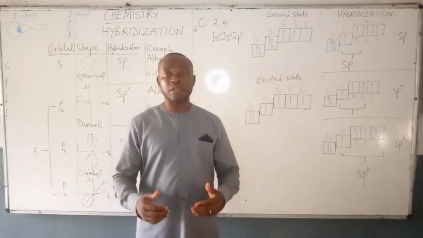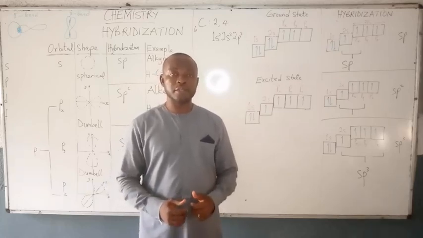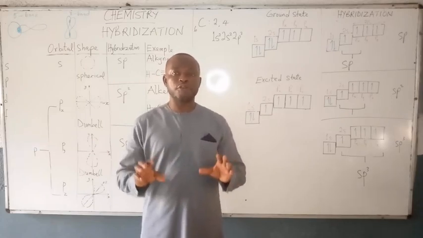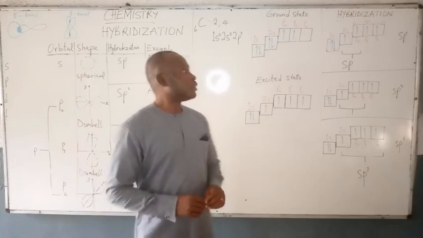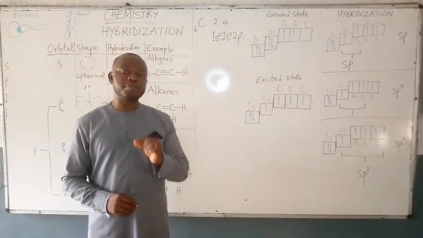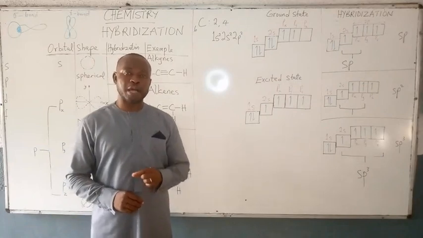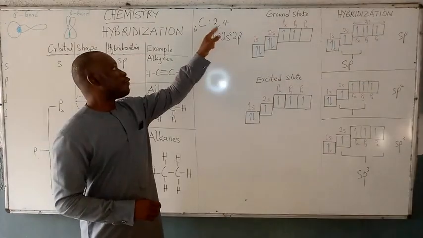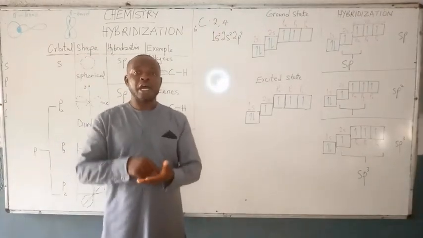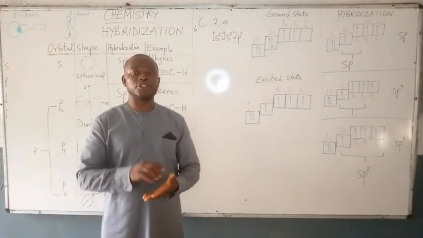Before we go further to understand what hybridization means, you need to go back to the electron configuration of carbon. Carbon is element number 6 in the modern periodic table. And the simplest way of writing the electron configuration of carbon is 2, 4. That means 2 electrons in the first shell and 4 electrons in the second shell.